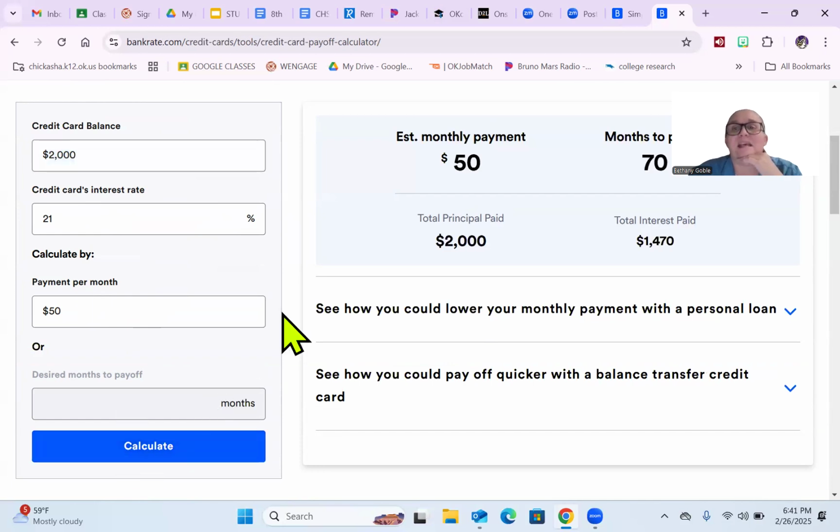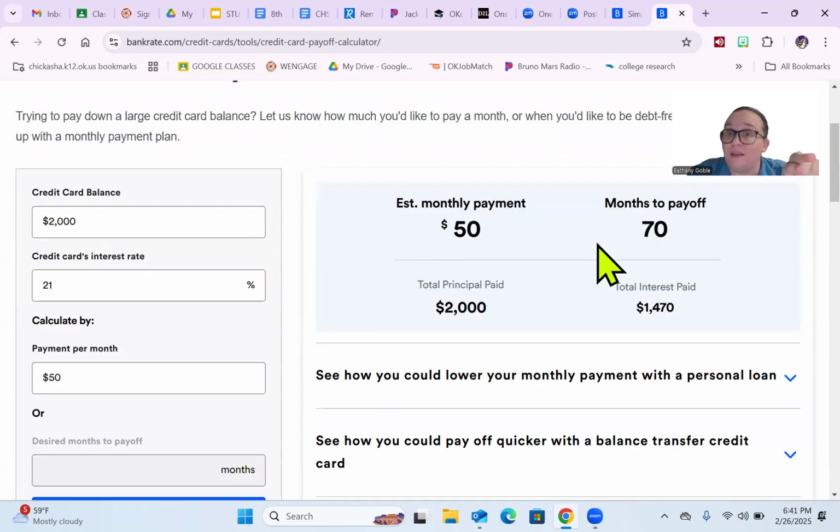Okay. So when I say I'm going to do that, that $2,000 that I used credit for, I pay $50 a month. It's going to take me 70 months just to pay off that $2,000. 70 months. Okay, I'm putting $50 to make that payment. Look how much extra I paid. So if you guys look right here, I only took $2,000 out, right? I for sure paid that.